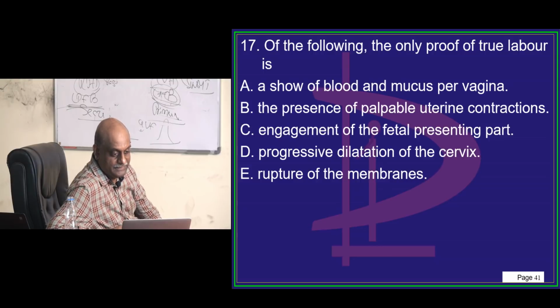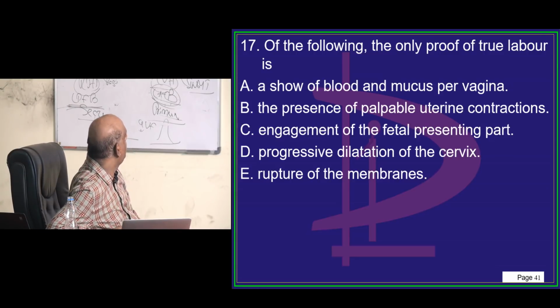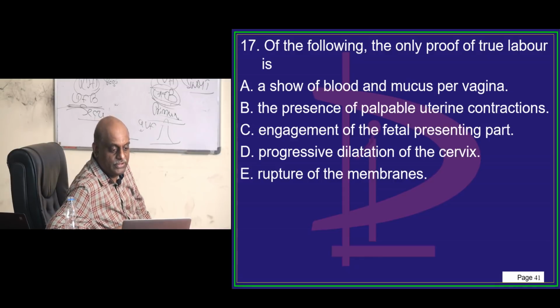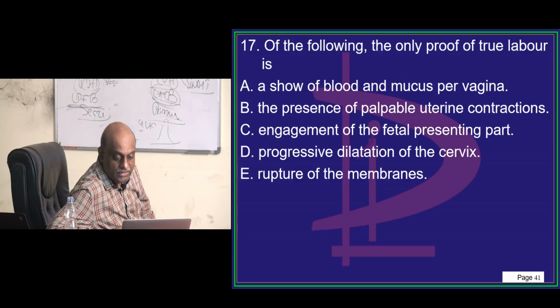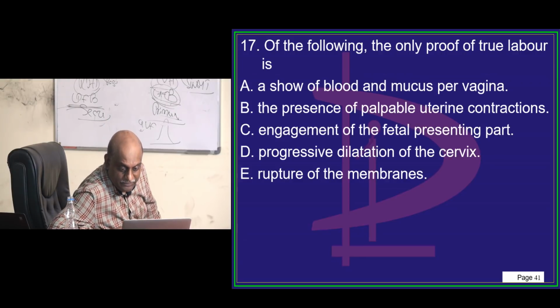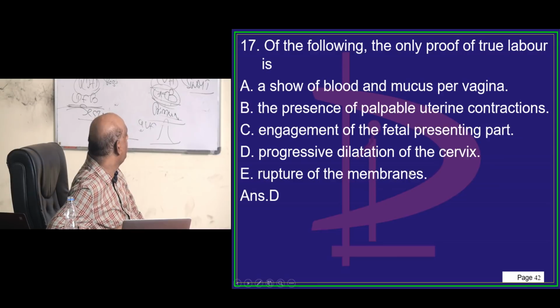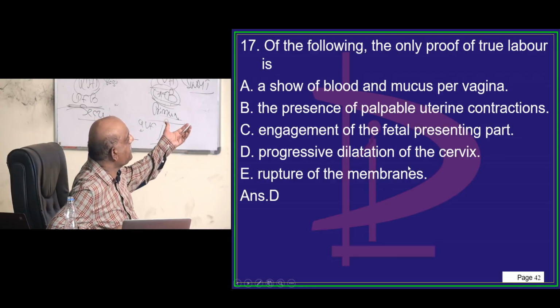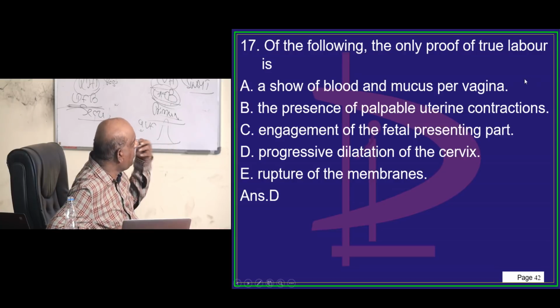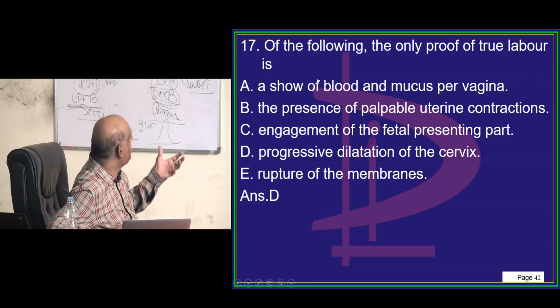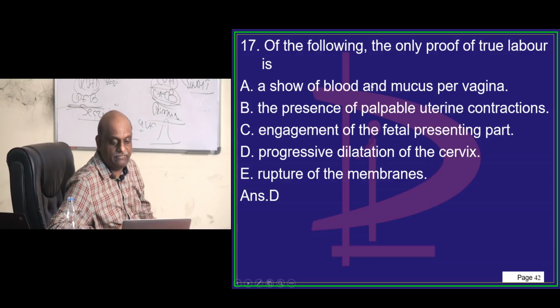Soundarya is proposing D. Good. Sridharan is proposing D. Very good. Balakrishna says D. Right. Progressive dilatation of the cervix is the only proof of true labor is what you need to remember. Very good, very good, very good.